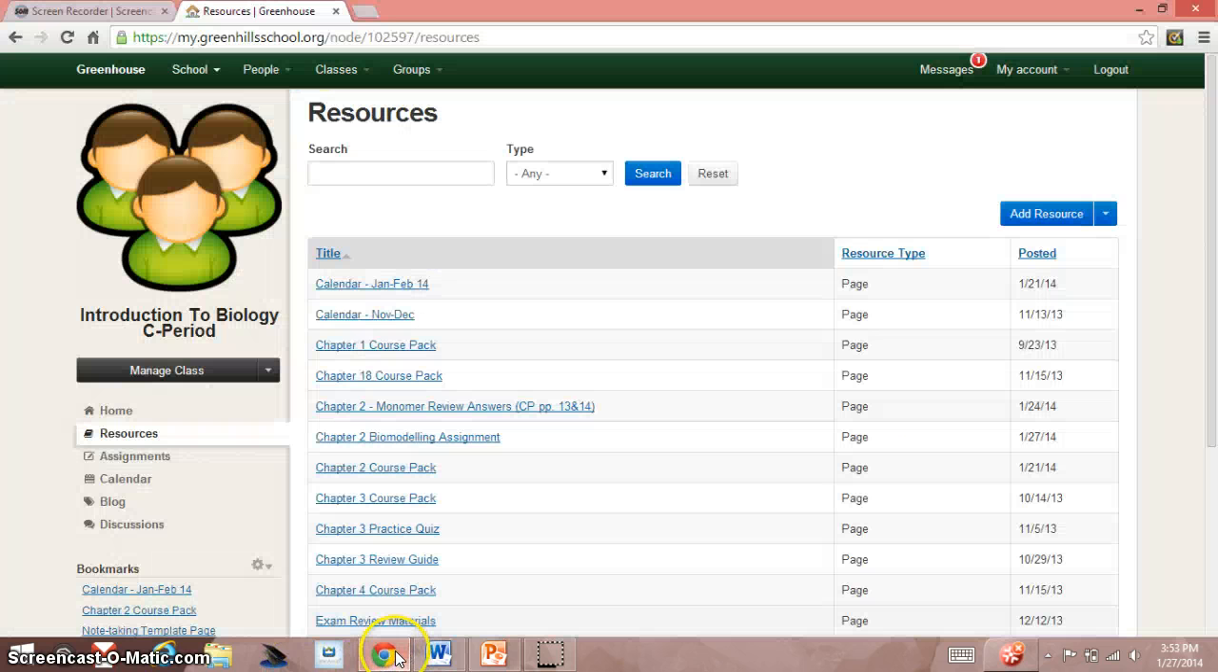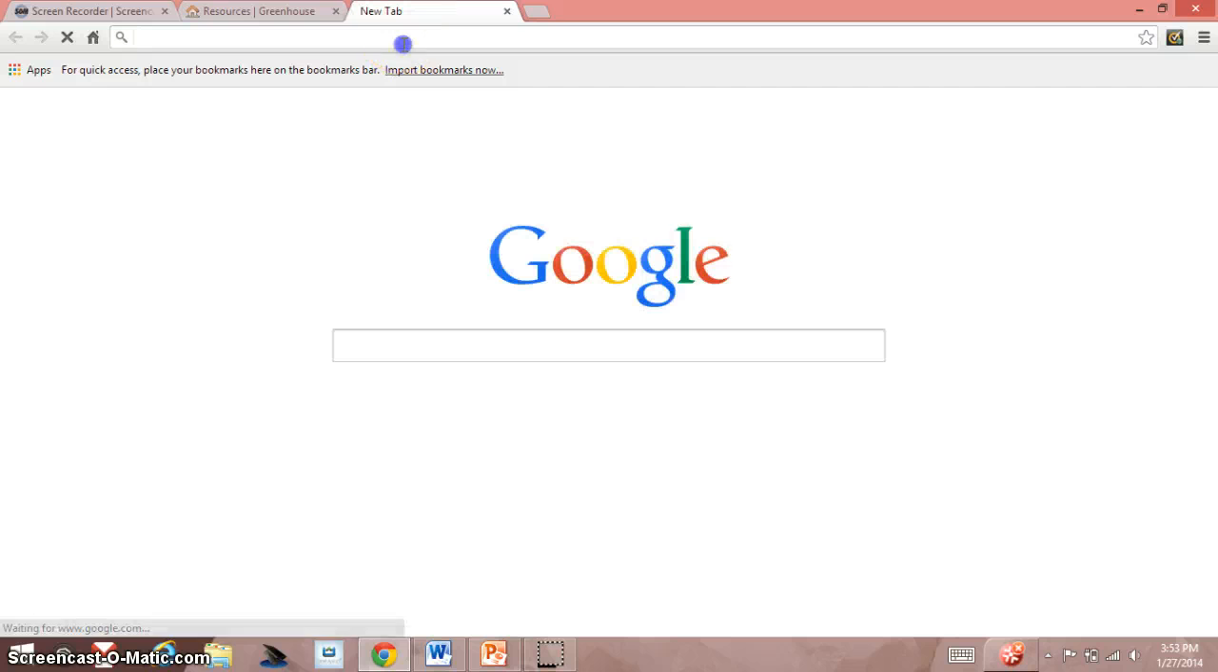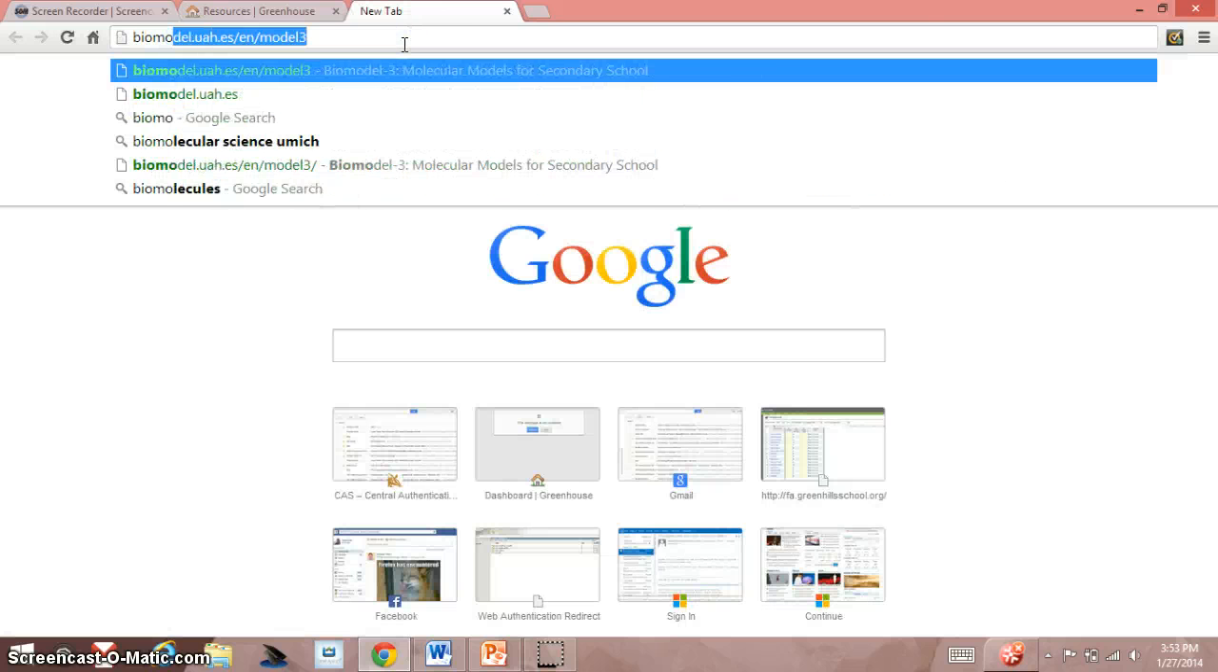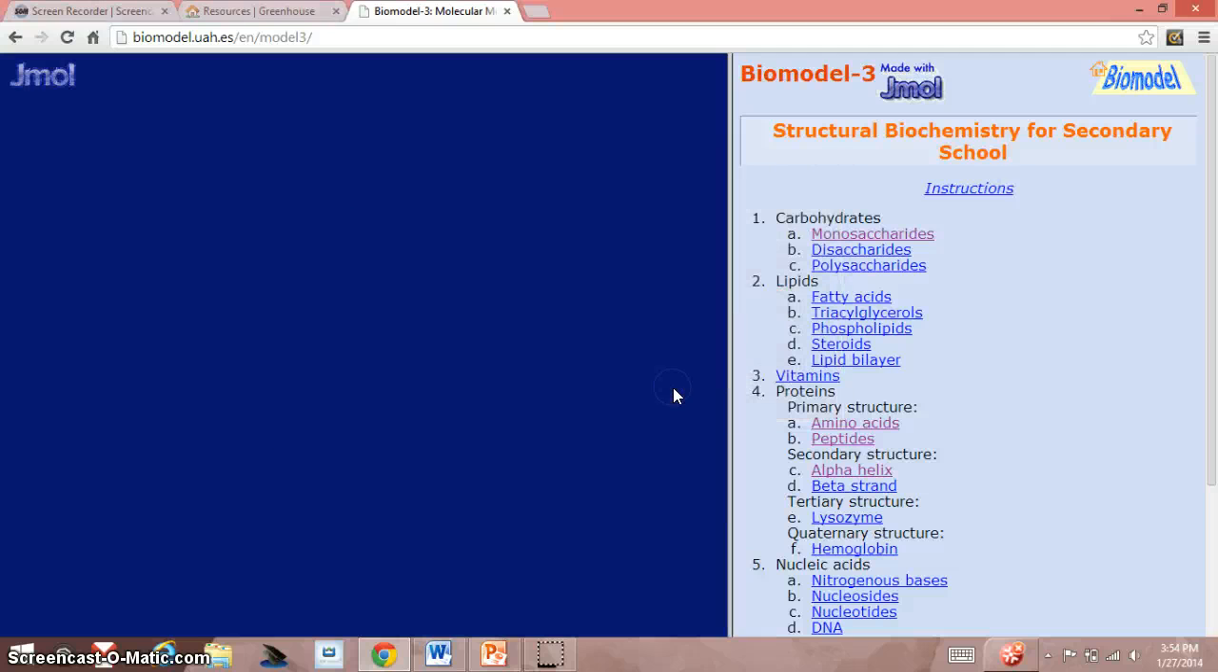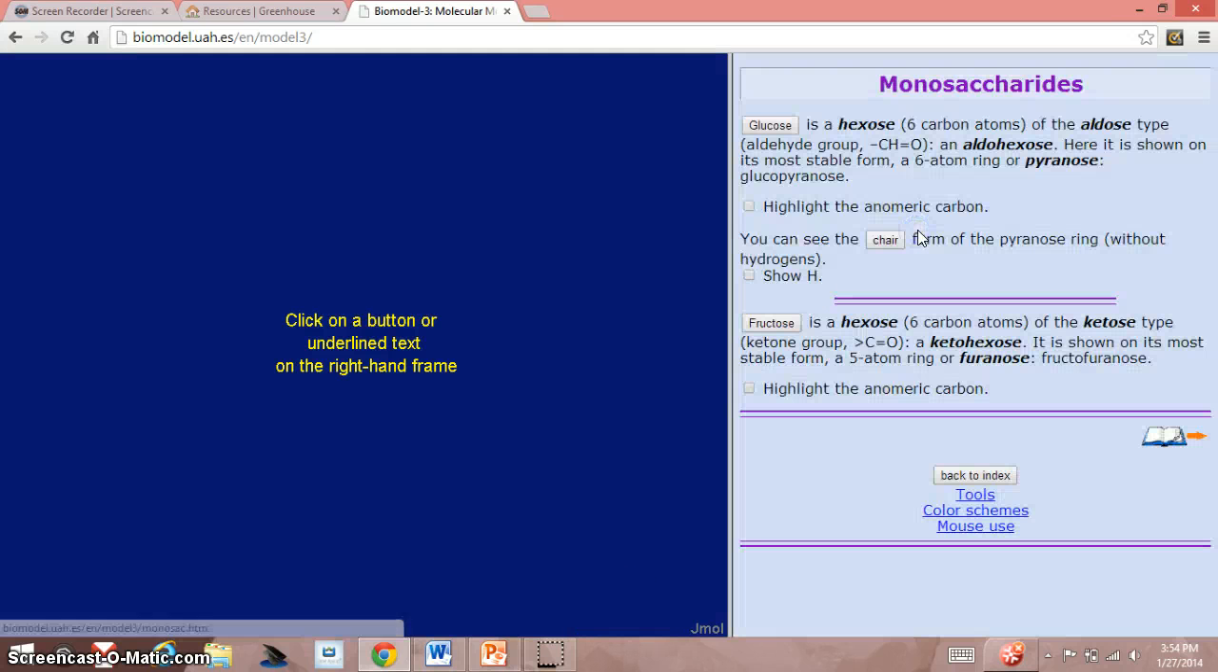When you're ready to go, open up a new browser window and type in the URL address for the biomodeling assignment, and of course we want to accept the risk and run Java on this site. The first thing the instructions tell you to do is to go here and click on monosaccharides, and then click on glucose.